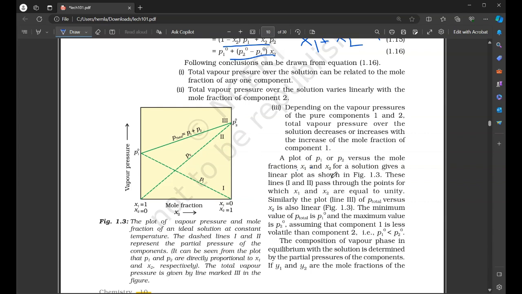In figure 1.3, these lines 1 and 2 pass through the points for which x1 and x2 are equal to unity. Similarly, the plot 3 of P total versus x2 is also linear. The minimum value of P total is P1 naught, this is P1 naught, and the maximum value is P2 naught, and evidently P1 naught is less than P2 naught.